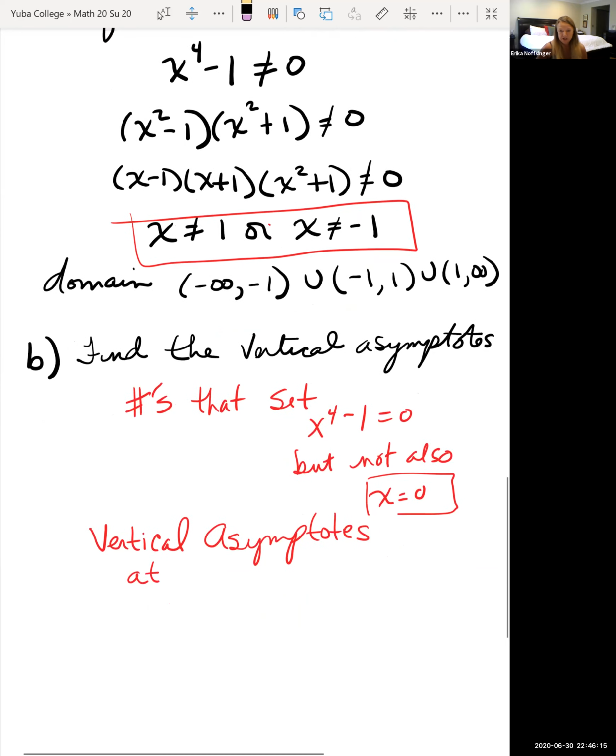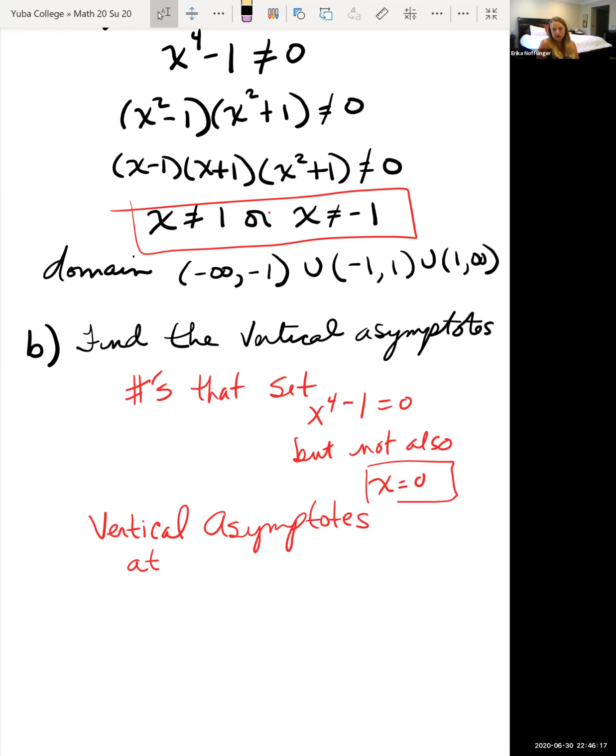Okay, so don't just give the number, because these are actually equations. It's a vertical line, so equations for vertical lines are in the form x equals. And so our vertical asymptotes are going to occur at x equals negative 1 and x equals 1.